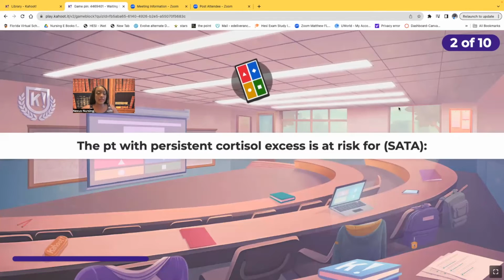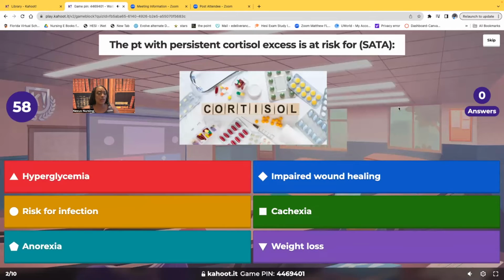Select all that applies. The patient with persistent cortisol excess is at risk for what? Here's your choices. Hyperglycemia, impaired wound healing, risk for infection, cachexia, anorexia, weight loss.